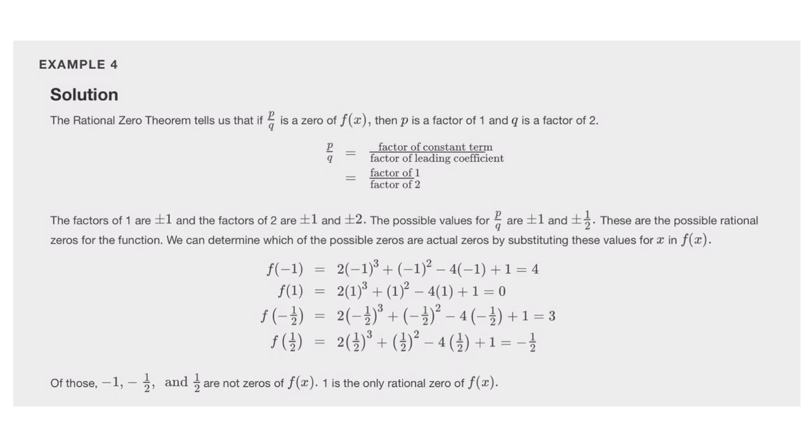Okay. Now what they did with that list, they took each of those possible rational zeros and they passed it through the function, and they only got a 0 when x was 1. So I mean, that's another way to do it. Okay, that's fine.